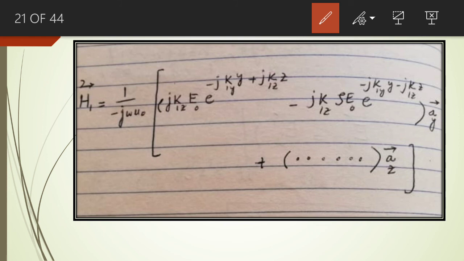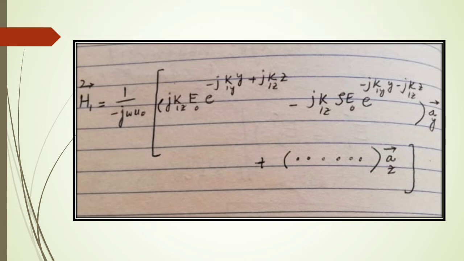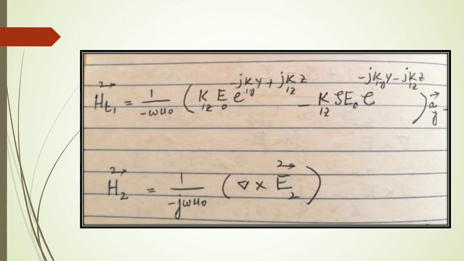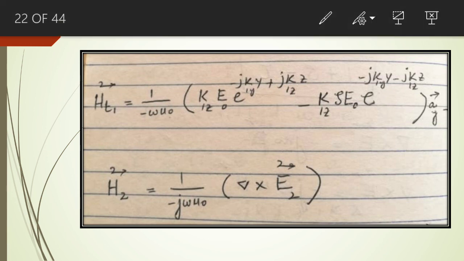So we expand the determinant on the previous page, and H1 is a two-dimensional vector, and this vector has a component along y-axis, another component along z-axis. The component along y-axis will be tangential to the interface. The component along z-axis will be normal to the interface. We are not interested in the normal component at all. So let us consider the tangential component of H1.